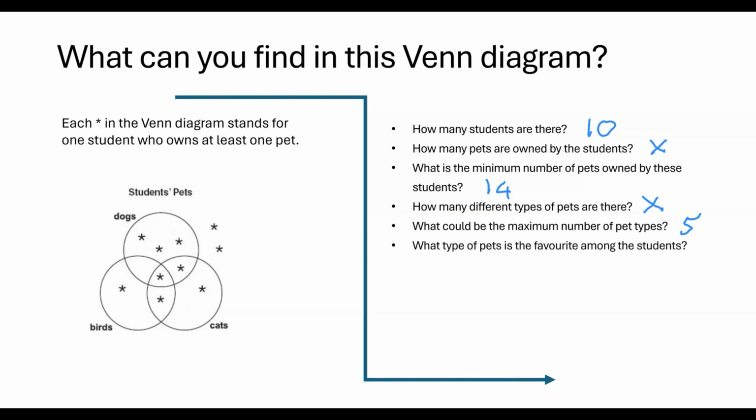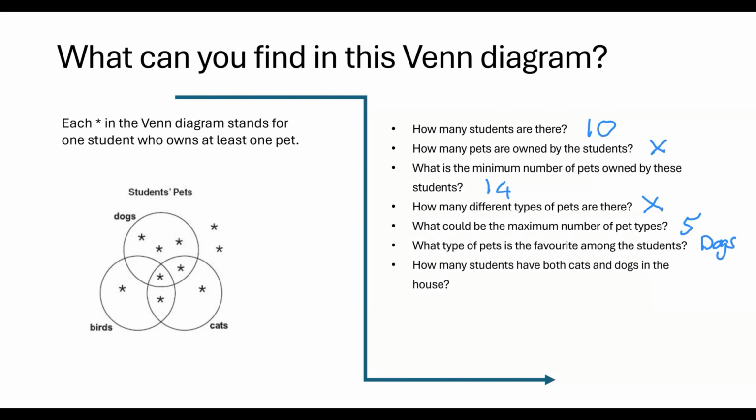Now, what type of pet is a favorite among the students? This means that this type of pet will have the highest count among all the students surveyed. So look at the diagram clearly. The dog. Dog has 1, 2, 3, 4, 5. 5 students actually own a dog. So yes, the dog. Okay, so that's easy to answer.